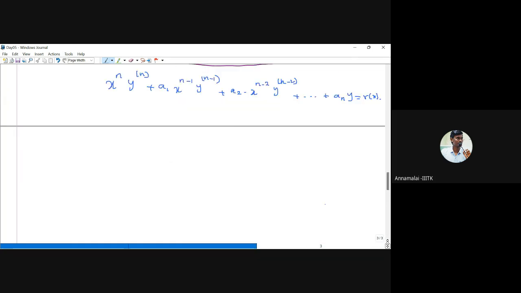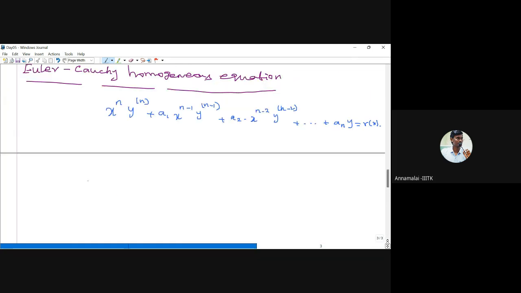Now we take the special case n equal to 2. If you take n equal to 2, the Euler-Cauchy homogeneous equation is of the form x square y double dash plus a x y dash plus b y equal to some function of x. Not a of x, but a into x. a is some constant, x is a variable. Maybe we call the function capital X.